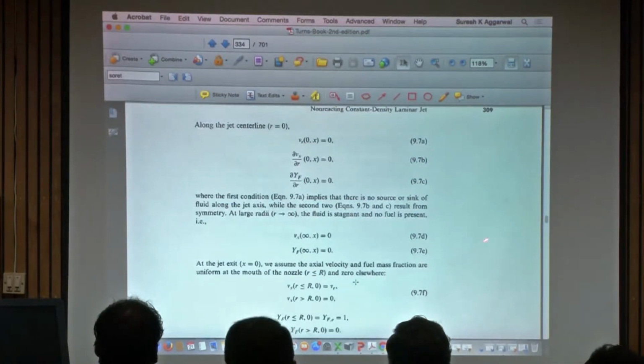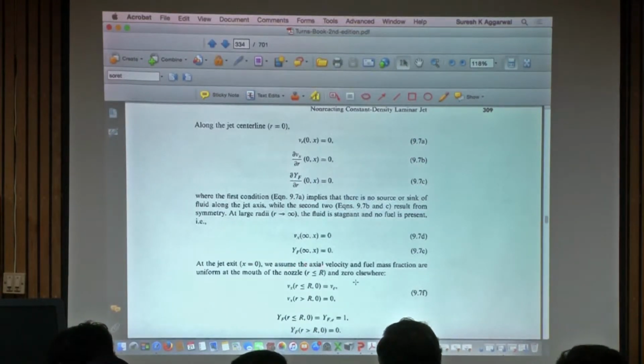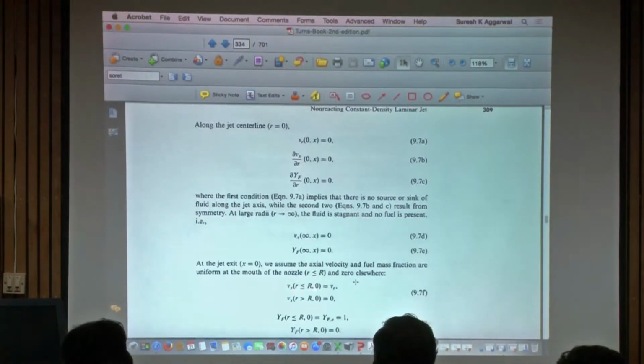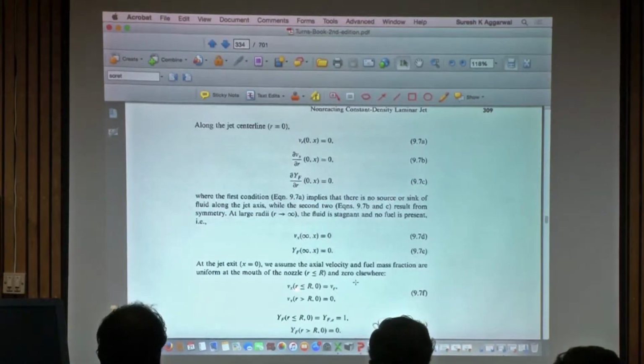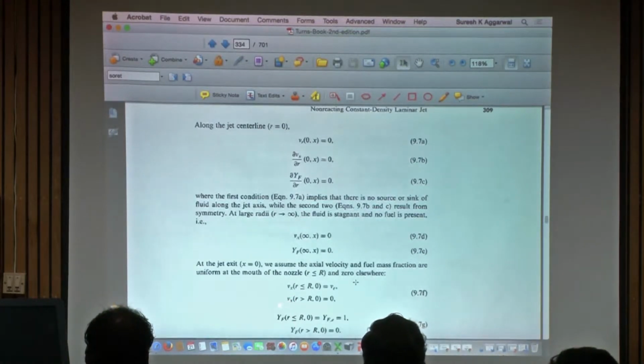And then at x equal to 0, you have the boundary condition with respect to x. So at x equal to 0, we assume that the axial velocity and Yf are uniform. So Vx is equal to V from r 0 to capital R. Same way Vr, which is 0, and then Yf from r 0 to capital R is equal to Yfe.